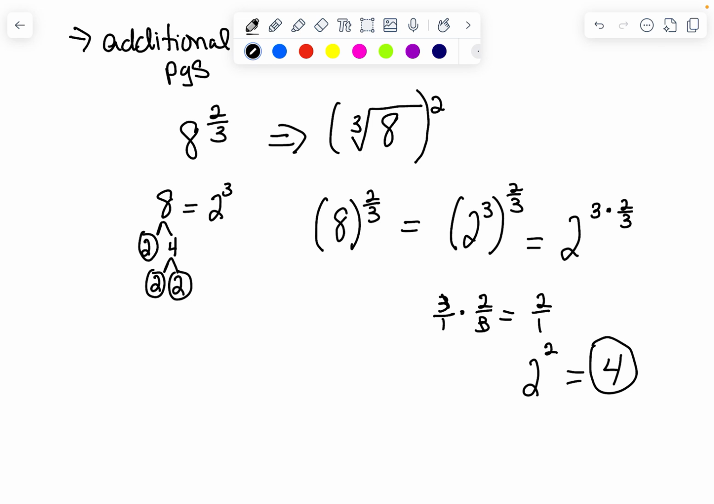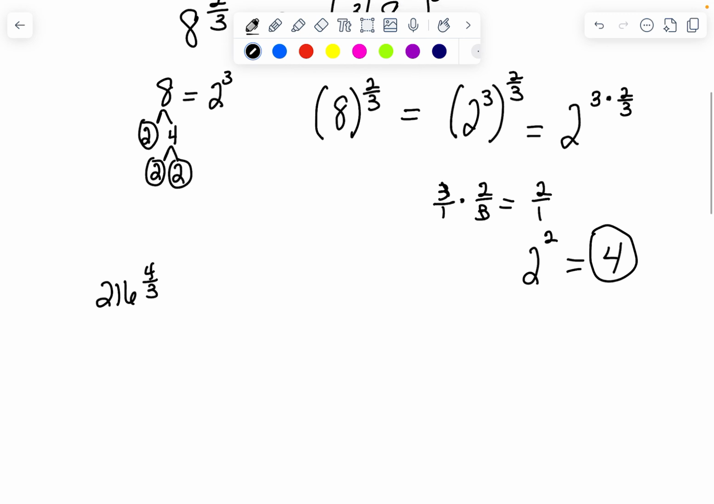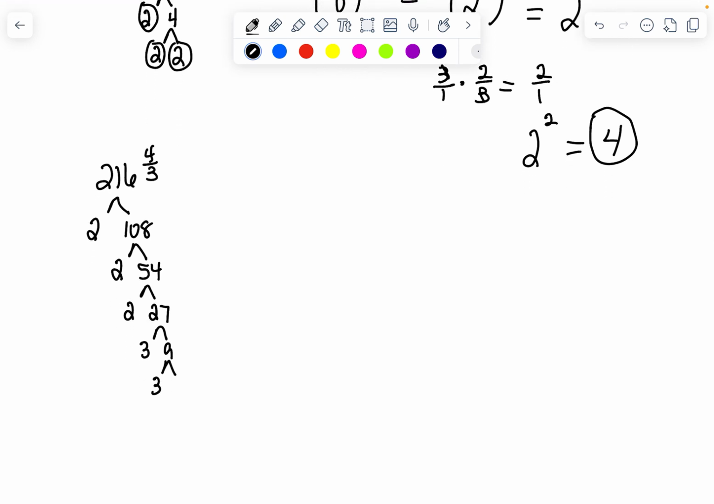Great when it's simple. Let's look at a much more complicated number. Let's look at 216 raised to the 4/3 power. Again, we're going to put 216 into its prime factorization, which when it's an even number, I start with an even one. So this would be 2, and then it would be 108. And then that's even again, so let's divide that by 2, and that's 54. I know 54 is not prime, so I need to keep going. It's even, so let's make that 2 and 27. This is not even. Let's use 3. So 3 and 9, and 9 is not yet prime. I know that's 3 and 3.